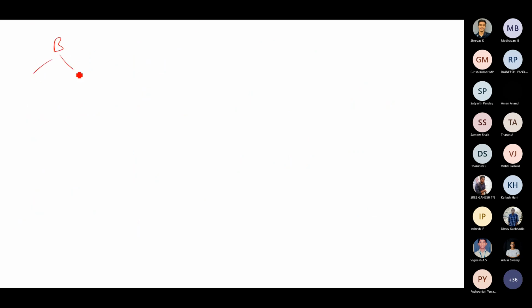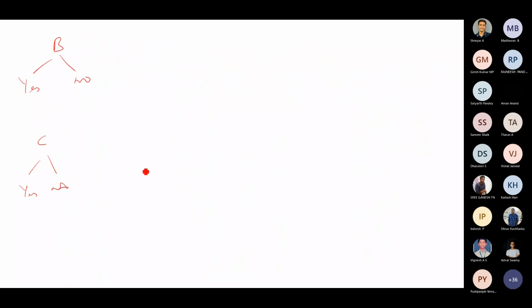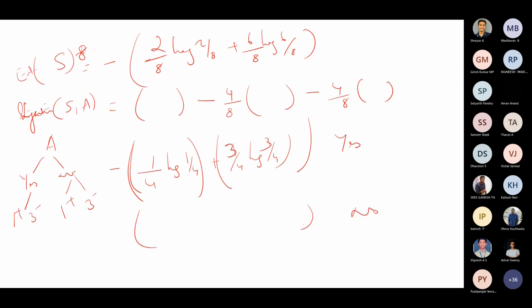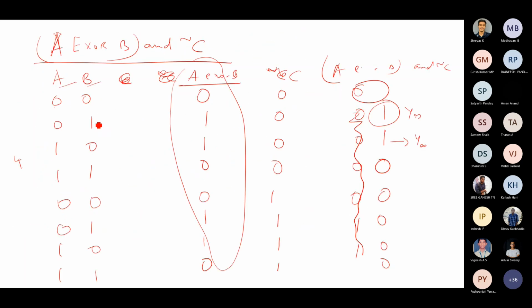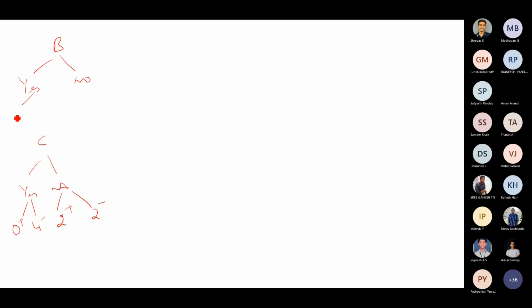And for B, you have yes and no, and for C, you have again yes and no. In C, for the 4 no's, you have 2 plus and 2 minus, and for this, you have 0 plus and 4 minus. And for B, which is the same as A only, you will have 1 plus and 3 minus. This will have 1 plus and 3 minus.